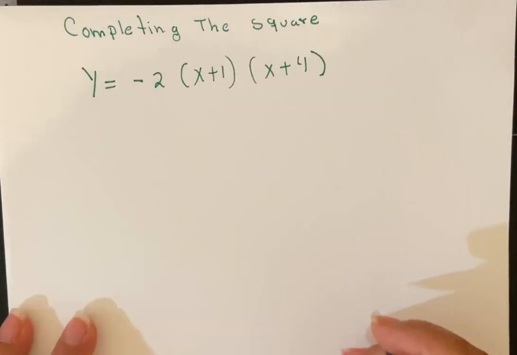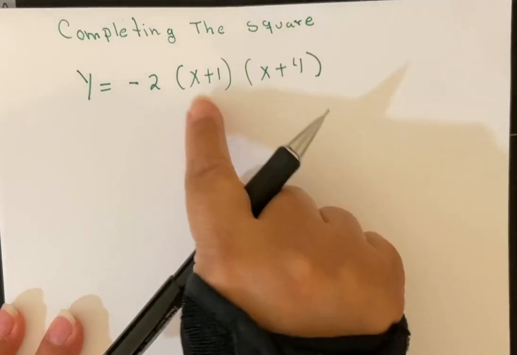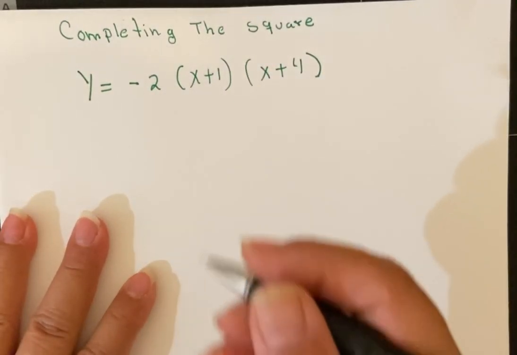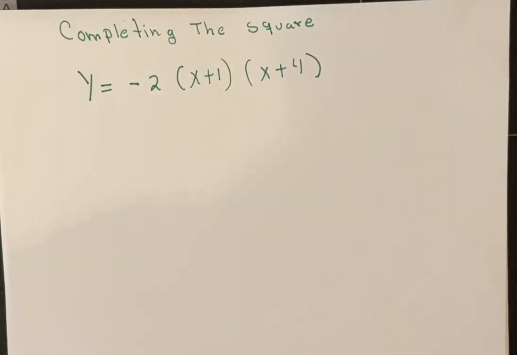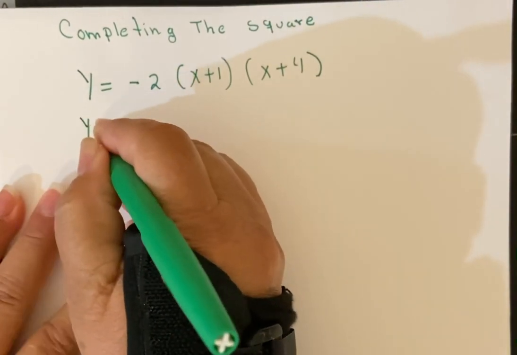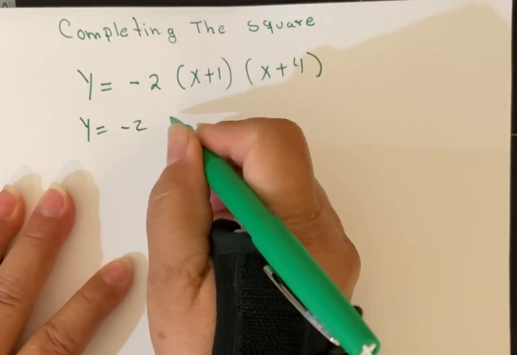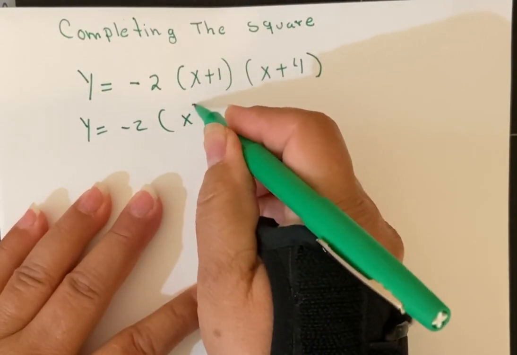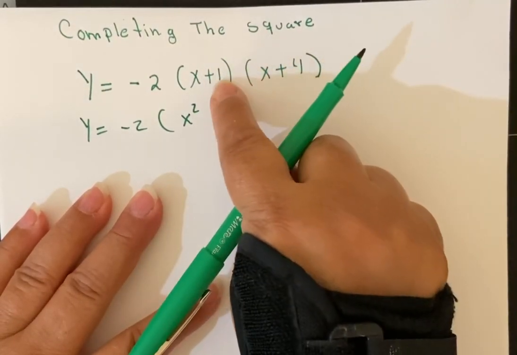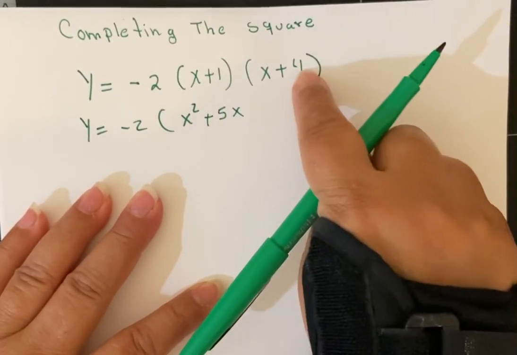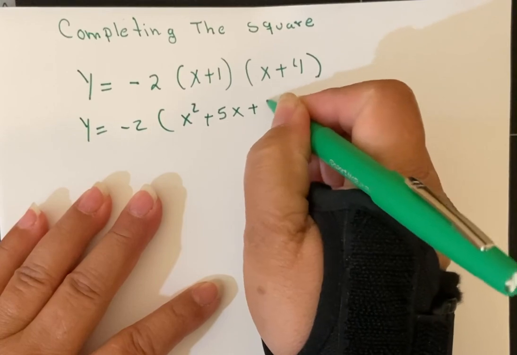I'm gonna complete the square of this quadratic. And the first thing I'm gonna do over here is multiply this binomial. So this will be y equals -2. And if I multiply x times x, it will be x squared. And if I add 4 plus 1, it will be 5x. And then 4 times 1, it will be 4 plus 4.